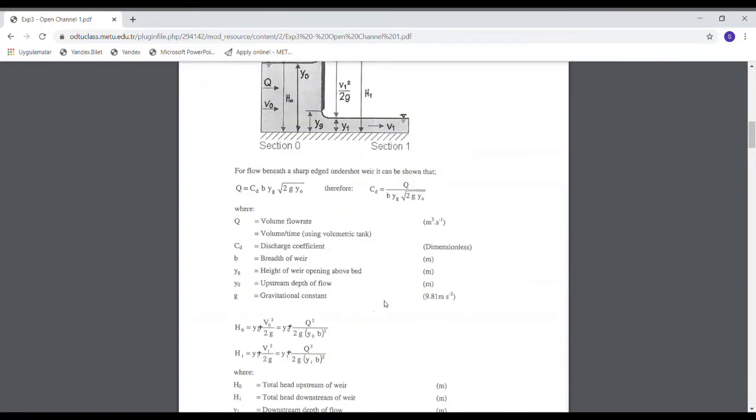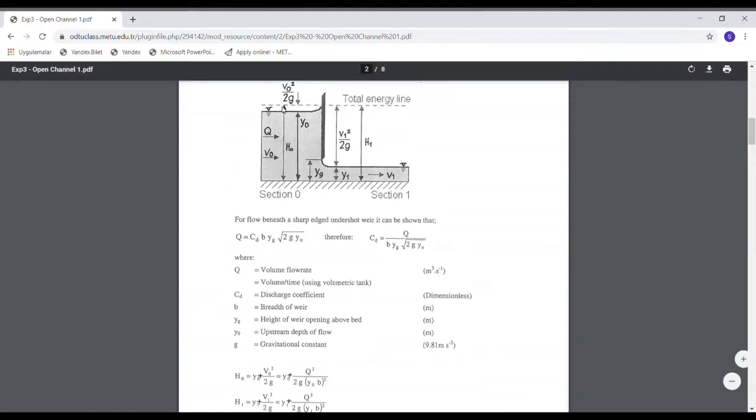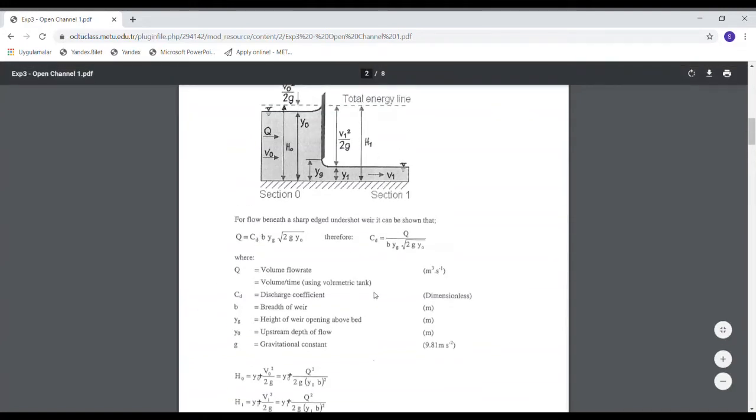Below these notations, we have two more equations provided. One of them is for H0, one of them is for H1. H0 is the total head upstream of the weir, and H1 is the total head downstream of the weir. You can see them here in this image.